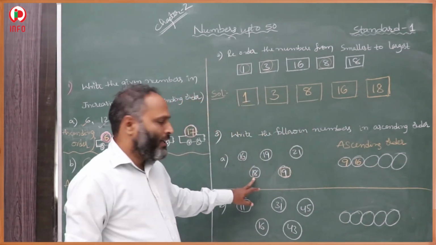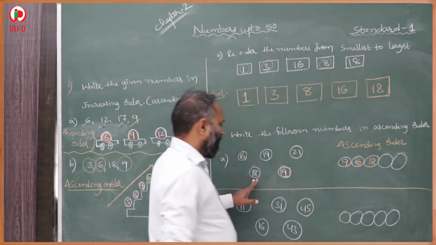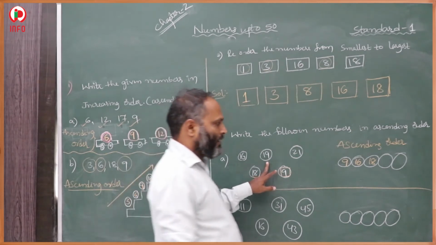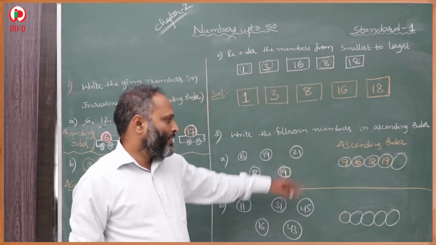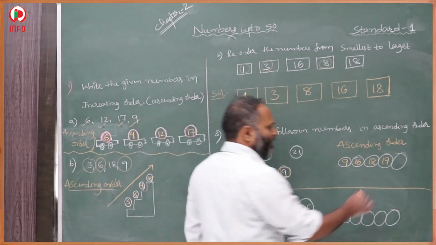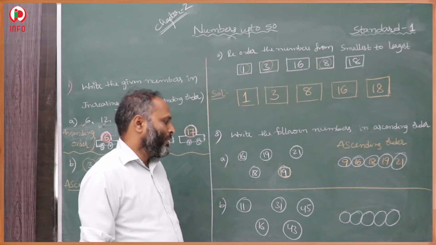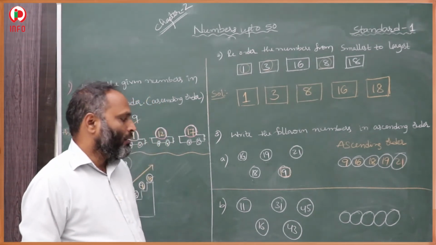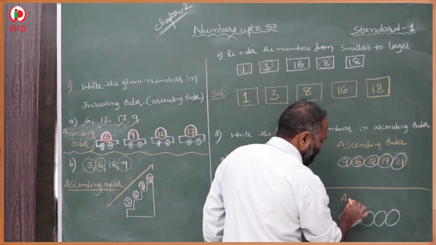Then after that 18 will come, and after that 19. Only one number is left, that is 21, and that 21 we have to write here. This is ascending order. Ascending order means increasing order. This question is also ascending order.